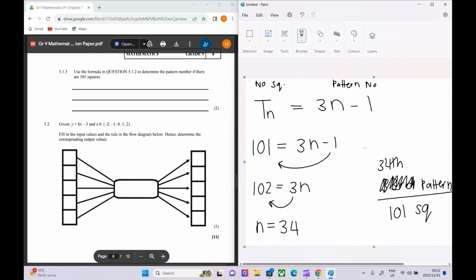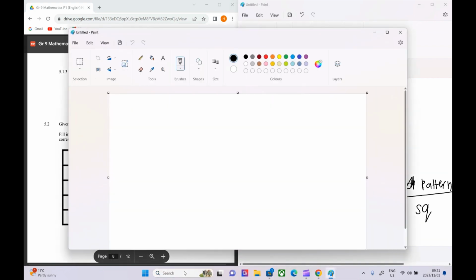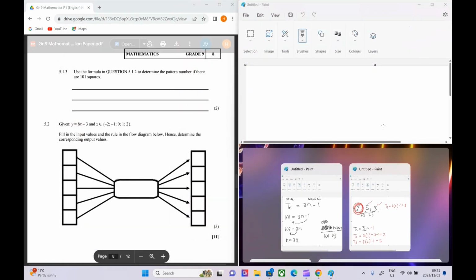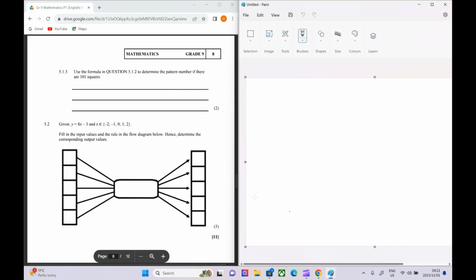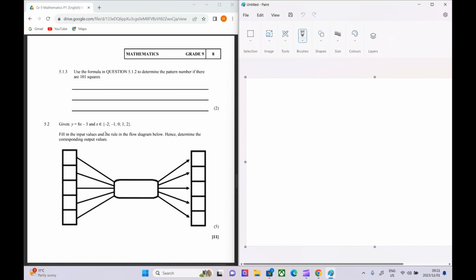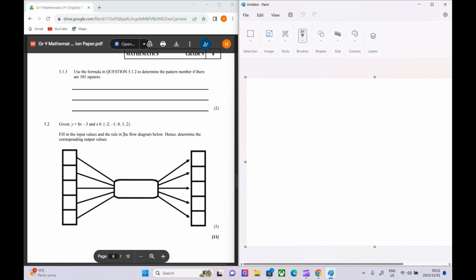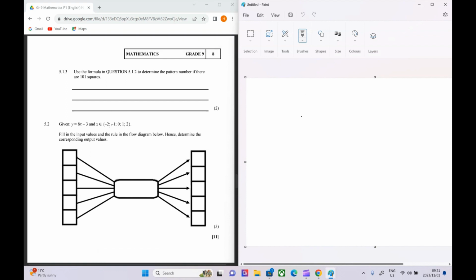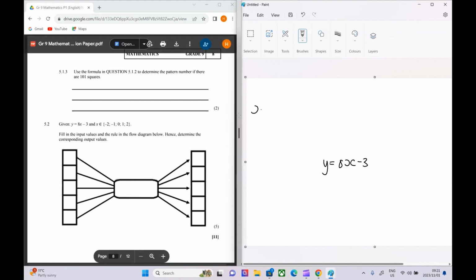And then finally, 5.2, we've got a spider diagram or a flow diagram. Let me just get some more space here. These ones are pretty self-explanatory usually. So here they give us a formula and they give us some values to plug into the formula. Okay, so it looks scary. X is an element of this. They just want us to use these values. So we have got this formula: y is equal to 8x minus 3. And we are going to plug these values in. So we've got our x values on this side, and we're going to get our y values out.